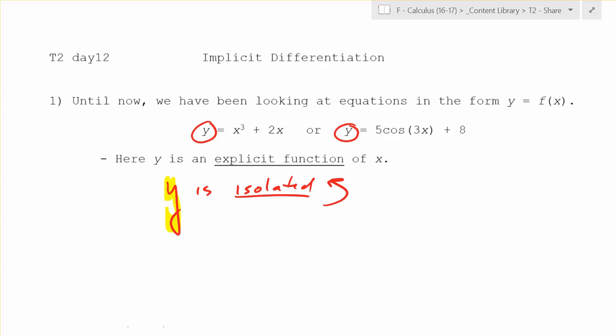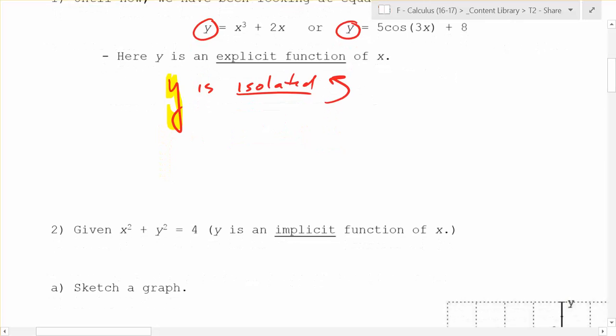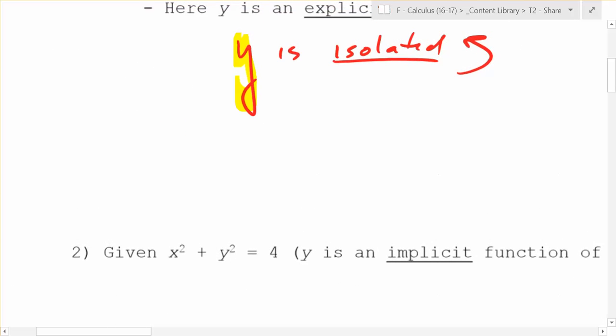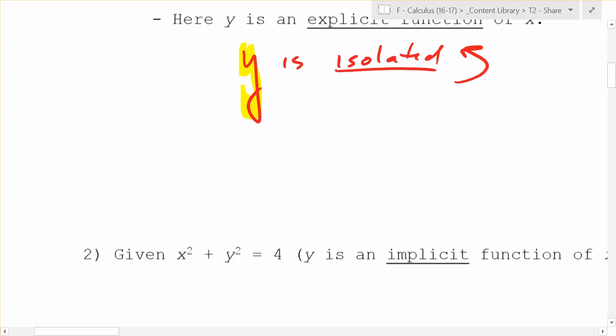So we need to learn a way to differentiate implicit functions. What does an implicit function look like? So for example, this one right here. This is an implicit function. Why is it an implicit function? Well, it's not an explicit function. Why is it not explicit?